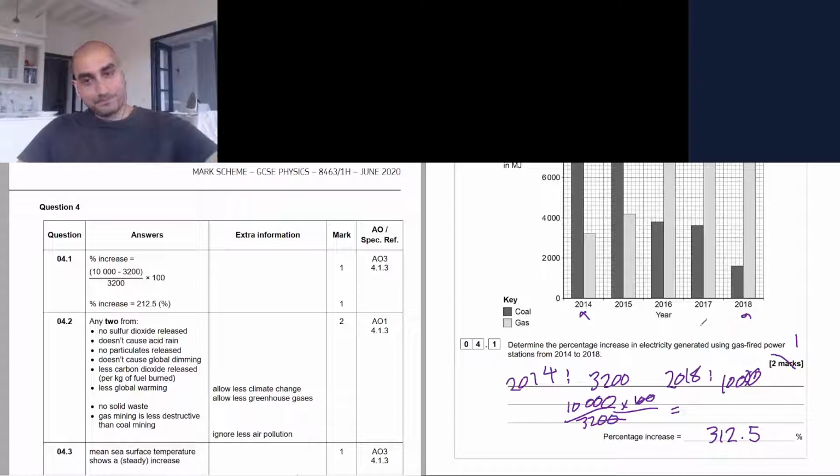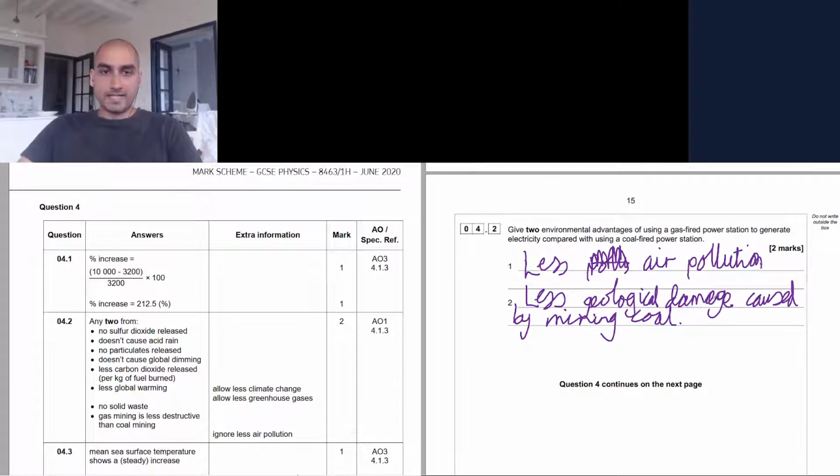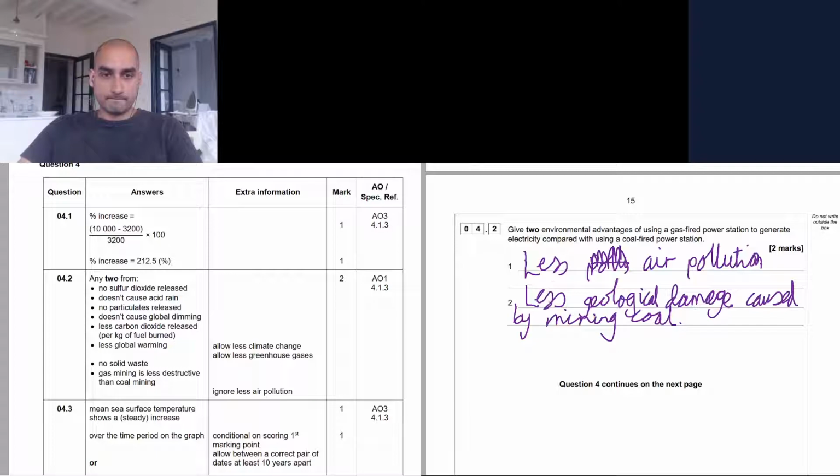Oh dear. Less air pollution. Ignore less air pollution. Are you serious? Gas mining is less destructive than coal mining. Okay, yes, I got that mark. But they say ignore less air pollution. Why?